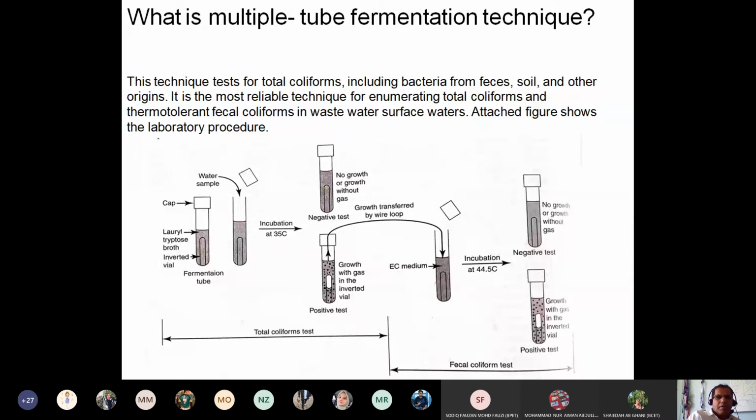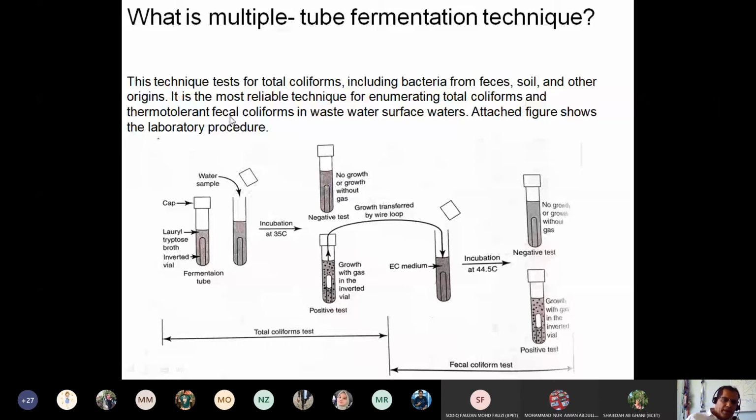There is something called the multiple tube fermentation technique. This is very important. What do we mean by the multiple tube fermentation technique? We are talking about bacteria and viruses, coliforms, including bacteria from feces, soil, and other origins. It is the most reliable technique for estimating total coliform and thermotolerant fecal coliform in wastewater and surface water. The attached figure shows the laboratory procedure.